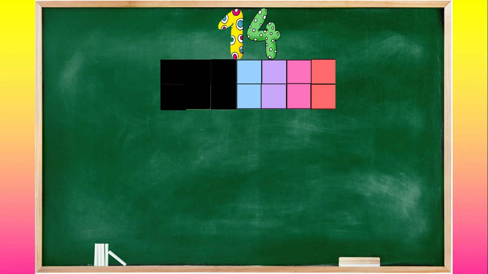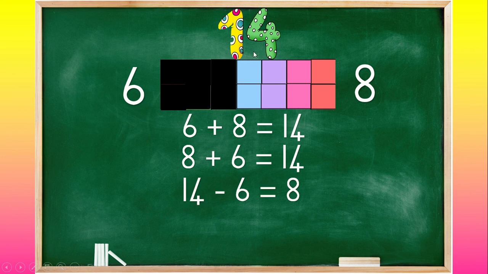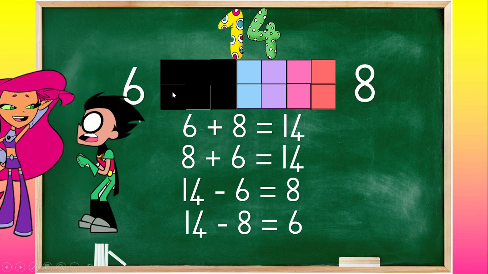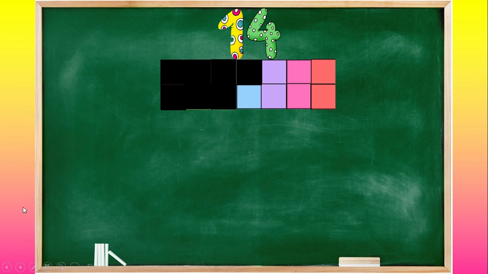If I have 6 black blocks, how many blocks do I need to get to 14? 1, 2, 3, 4, 5, 6, 7, 8. So 6 and 8 are friends. 6 plus 8 gives me 14, but 8 plus 6 will also give me 14. 14 take away 6 gives me 8. And 14 take away 8 gives me 6. 6 and 8 are friends, the same way that Robin and Starfire are friends.